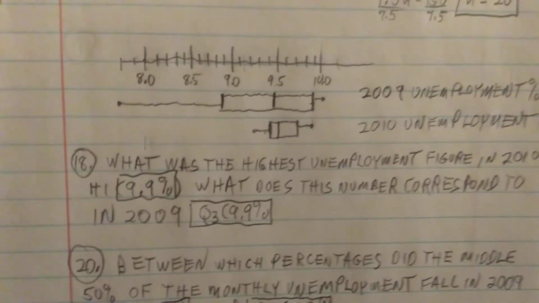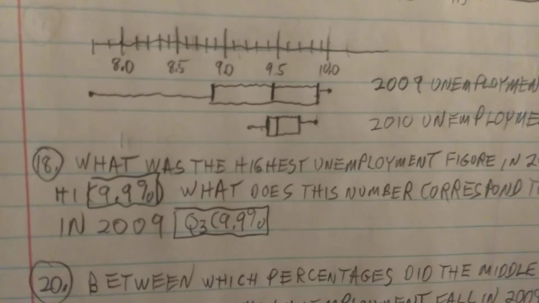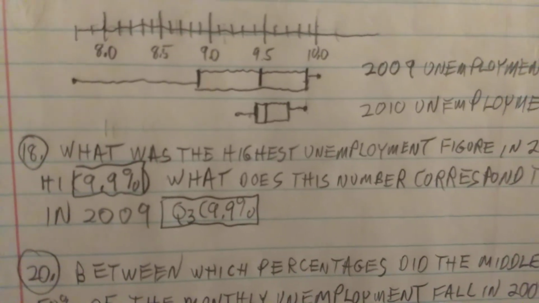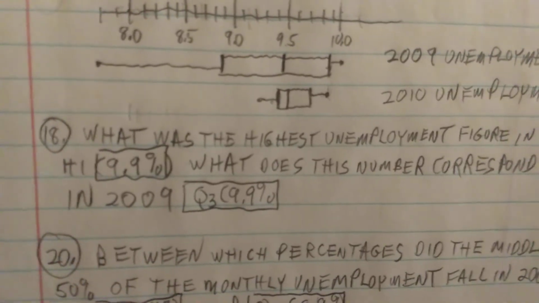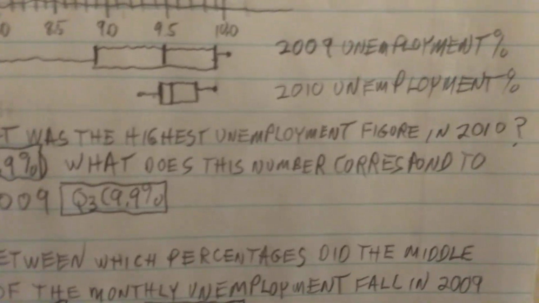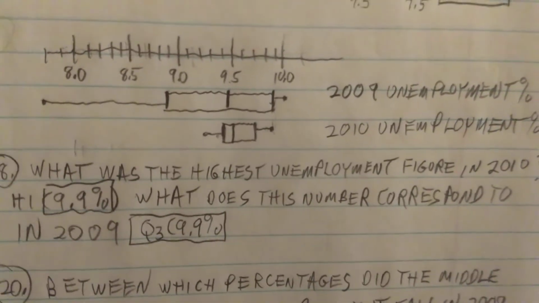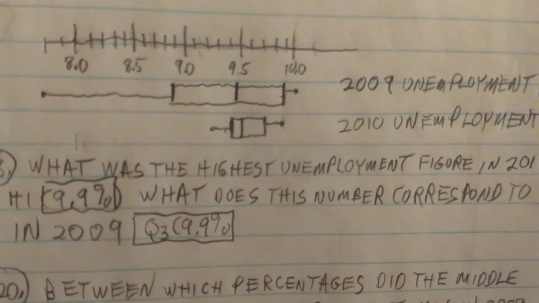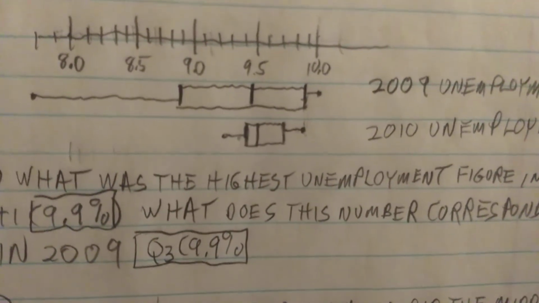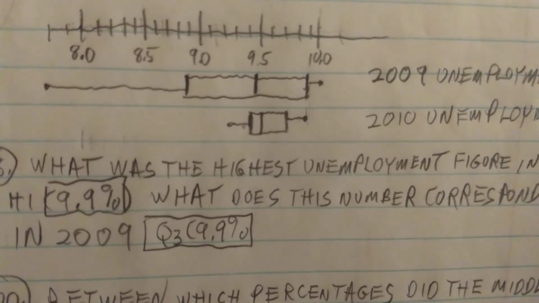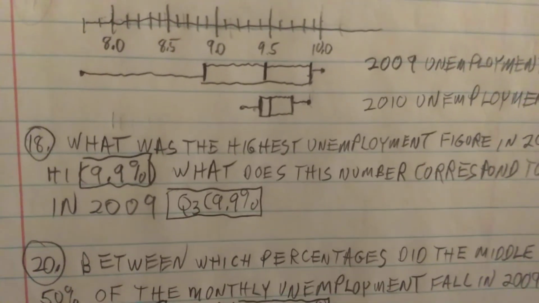Now for the last 2, I'm just copying the pictures from the book that are unemployment in 2009 and 2010, a box plot. So in 18, they're asking what was the highest unemployment figure in 2010. So we would look at the bottom, smaller picture, the box plot that's very compact, and take the high dot and go up to 9.9.